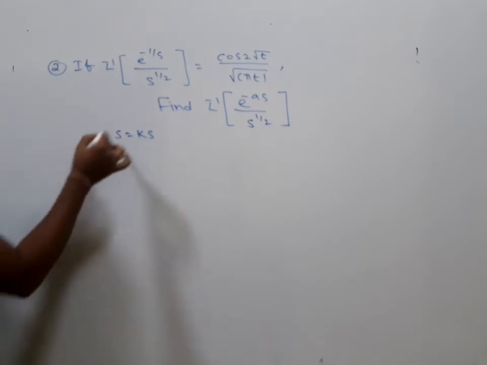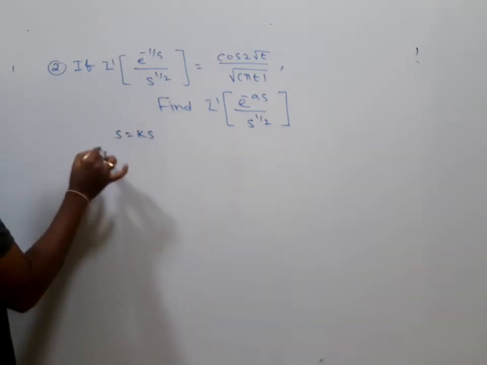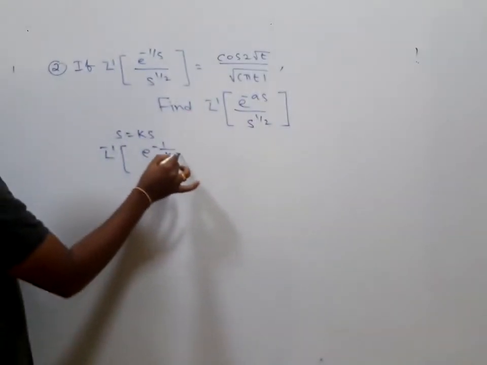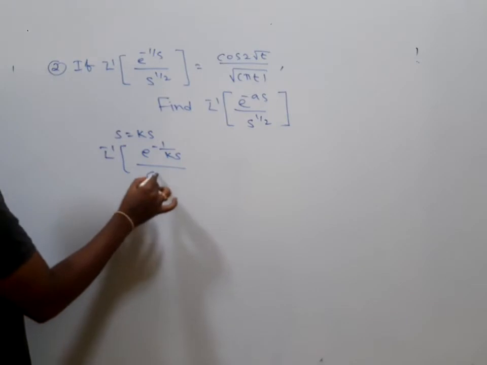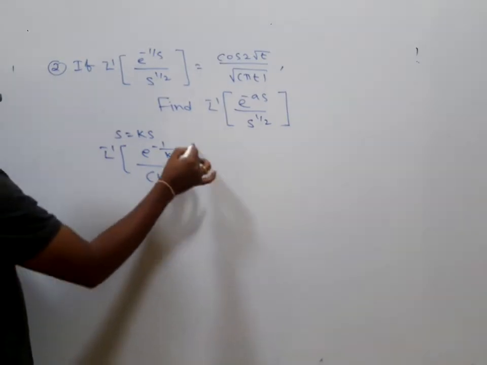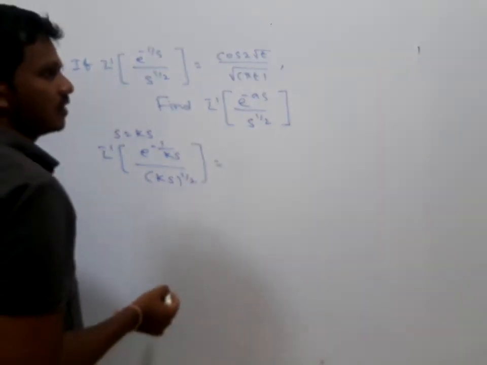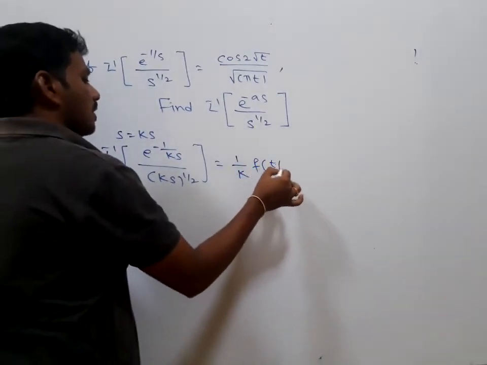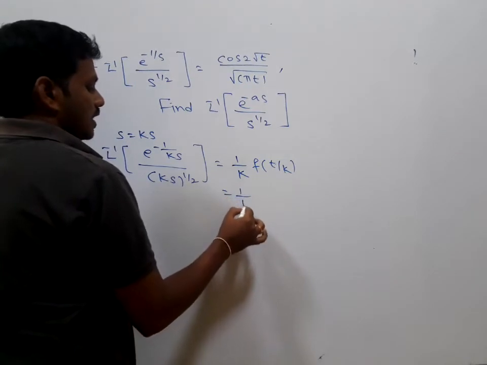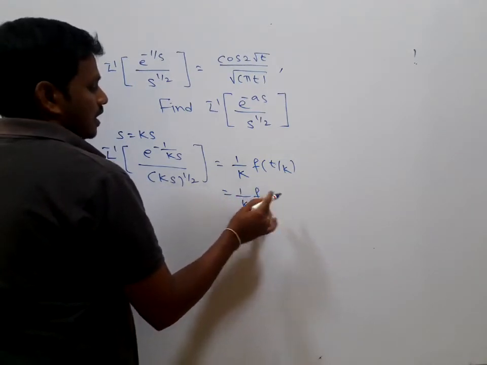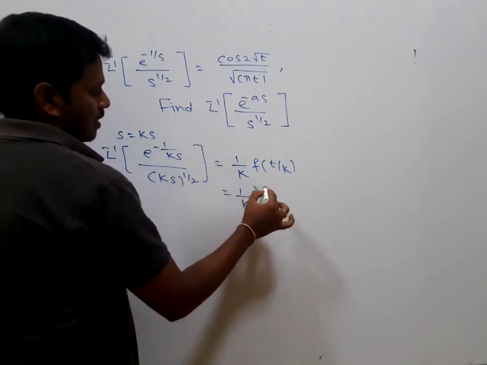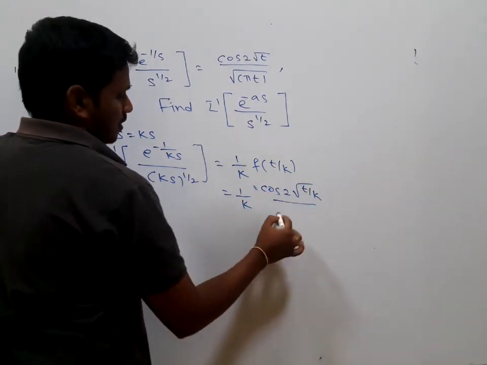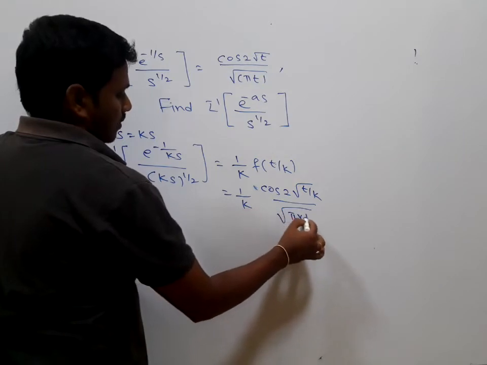Or if you see this, put s equals to ks, L inverse of e to the power of minus 1 divided by ks, here it is ks whole to the power of 1 by 2, is equal to, this is f of t, no, 1 by a into 1 by k into f of t by k. So which is 1 by k, f of t by k, is same as cos 2 root pi t by k.